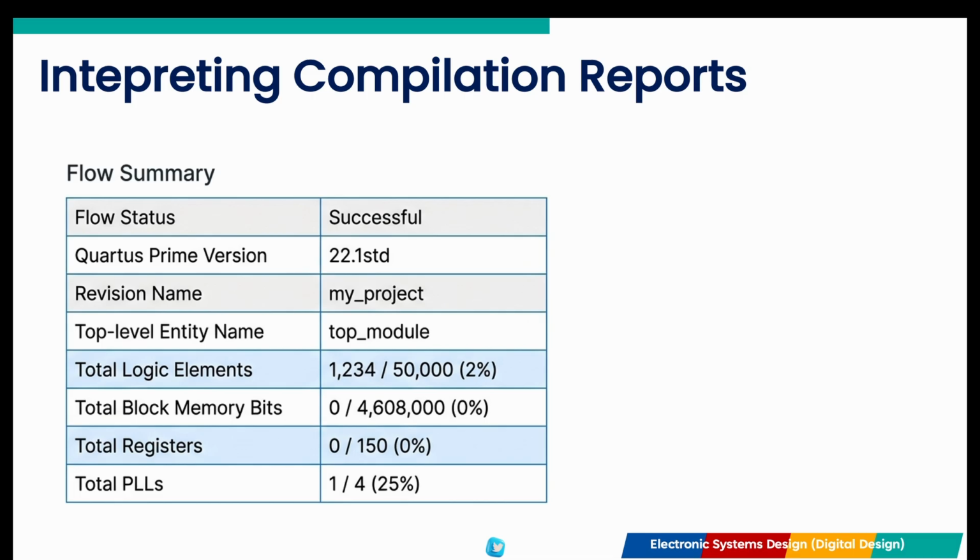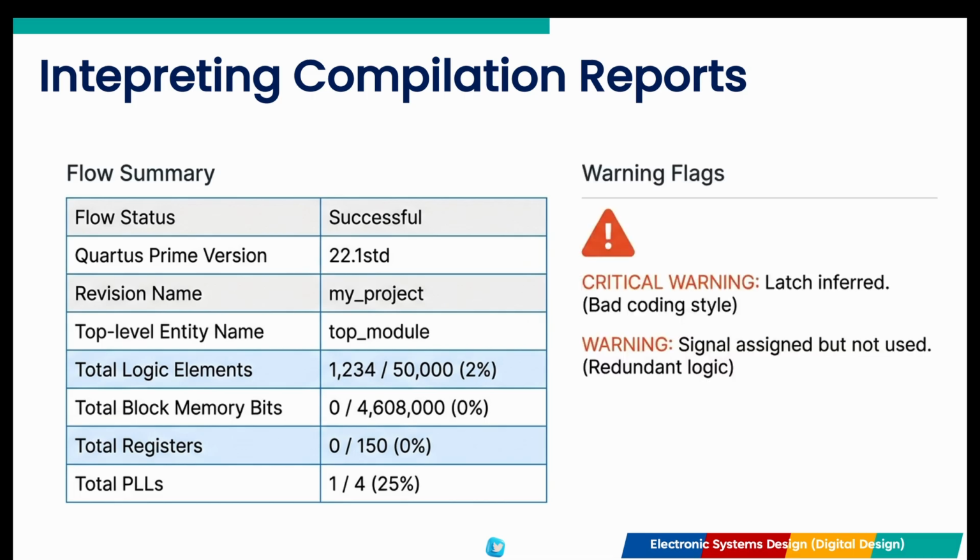Then look at this PLL usage, where the total PLL is 25%. This means one phase lock loop is used, typically for clock generation or frequency scaling. This is important because PLLs are limited hardware resources. Now, the most critical parts are the warnings.